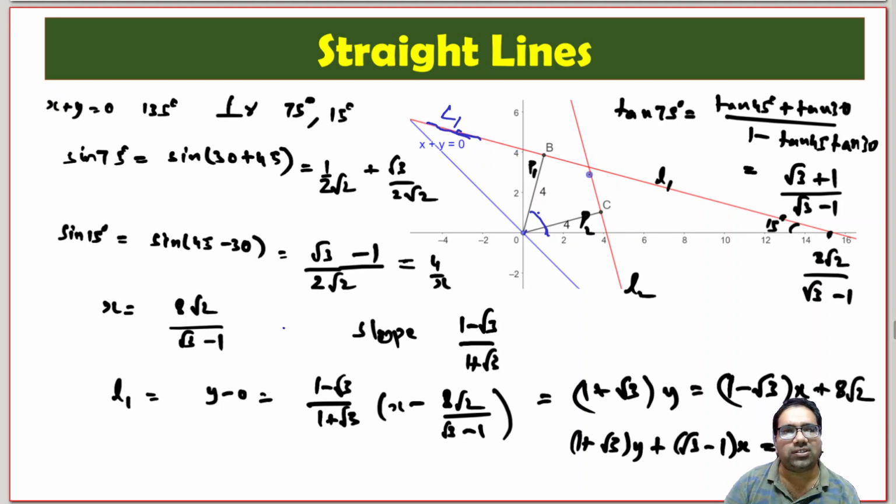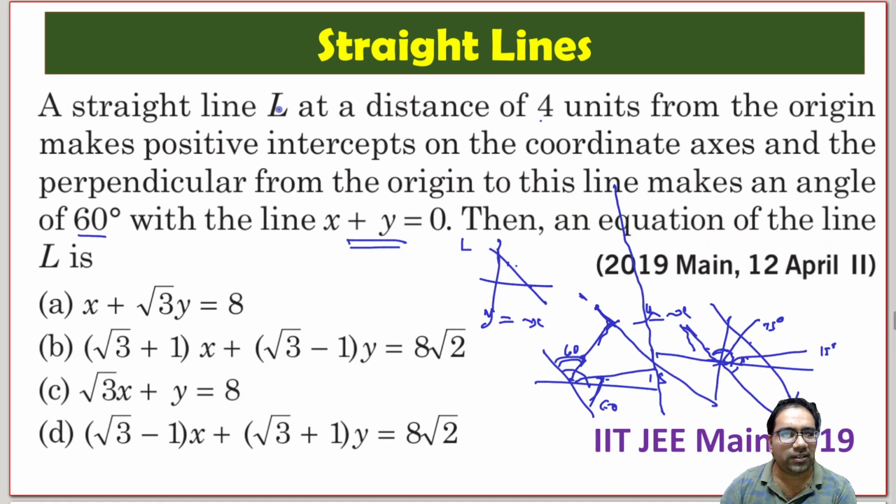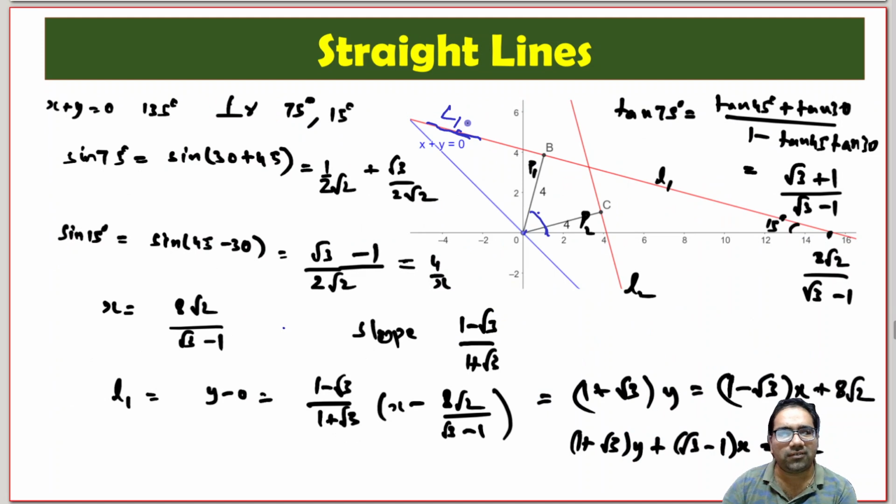But how do you find the equation of this line? That is what is needed, right? So here we want to find the equation of this line. How do you find the equation of this L1? Now here we know this angle is 75 degrees, and we know the length of this side is 4. And this is a right angle triangle: O, B, and whatever this point is. Let's say if this is P, this is a right angle triangle.